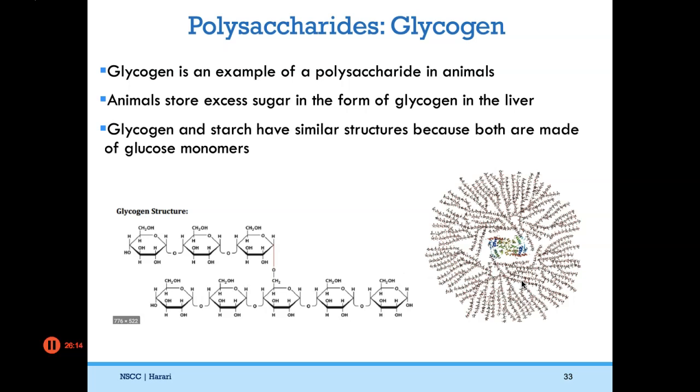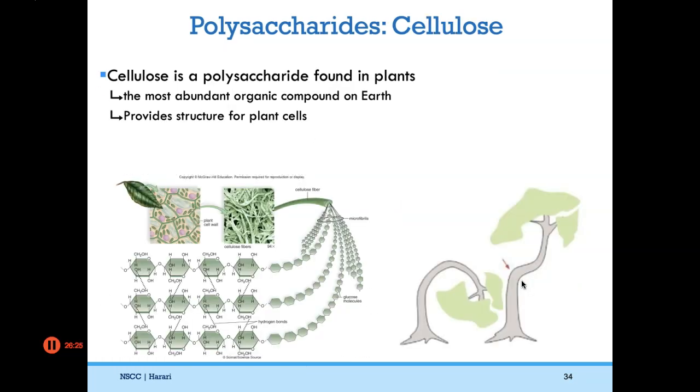So glycogen and starch have similar structures because both are made of glucose monomers, but yet they're very different because of the way the glucoses are arranged and connected to each other. So the last example of a polysaccharide you should be very familiar with is cellulose, which is found in plants. It's in fact the most abundant organic compound on the planet. And once again, cellulose is a polysaccharide, so it's a chain of a bunch of glucoses. But again, it's the way that they're oriented.